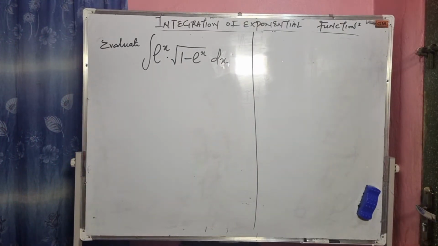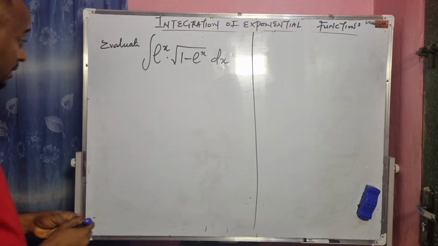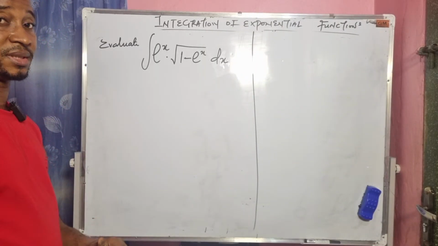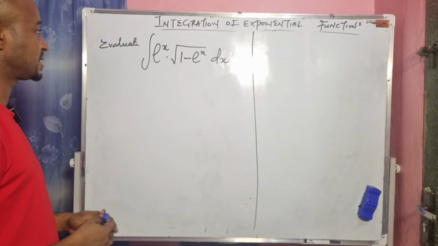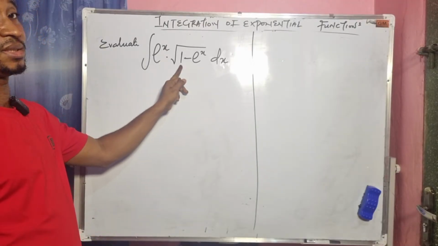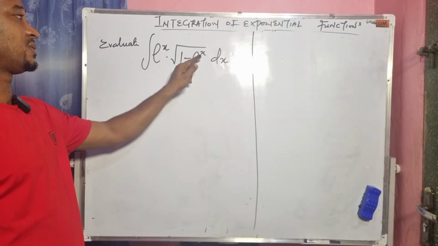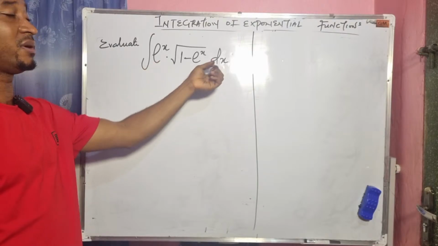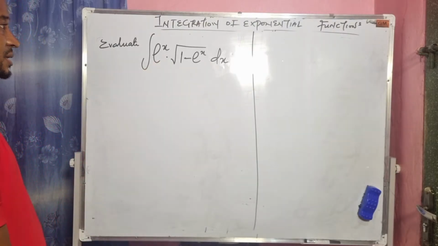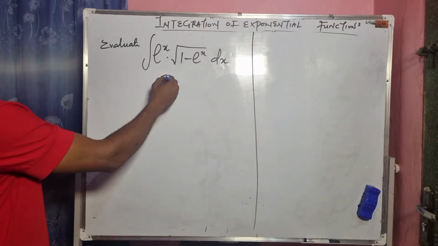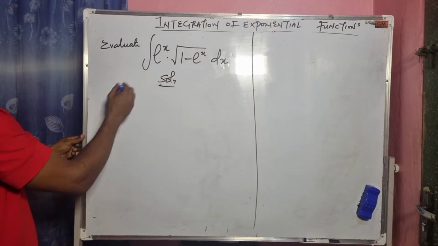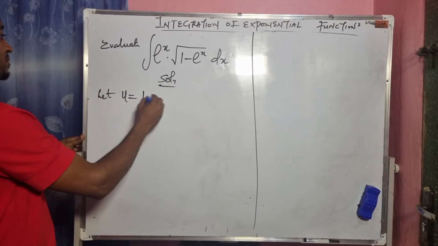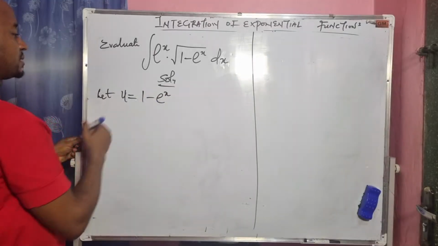Okay, so let's look at this together. We are going to use our u substitution, the same thing we just did in the previous example. I will make my u equal to this so that when we differentiate this, I will still maintain it, then this can cancel out with this. Exactly. Then we can have our dx. Okay, let's see what will be the result. Let u equal 1 minus e^x, right?